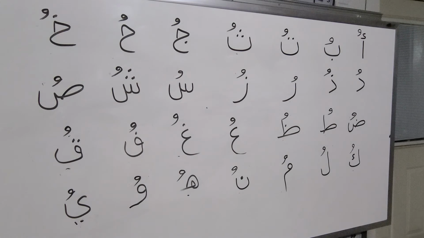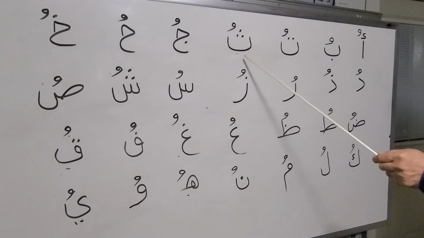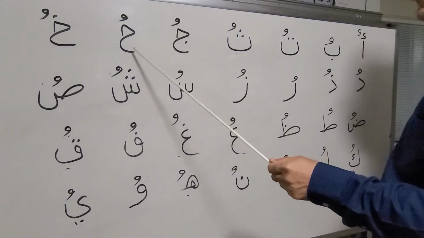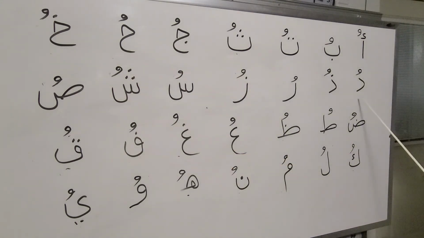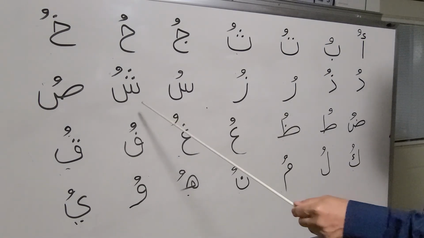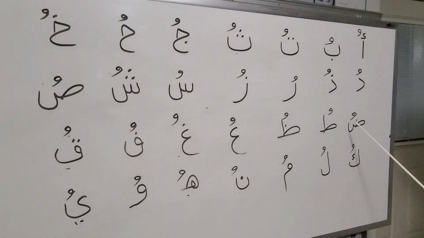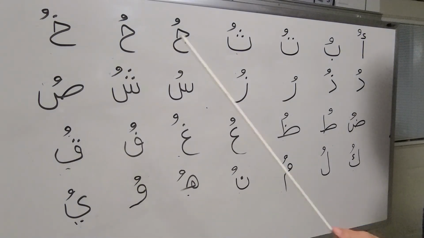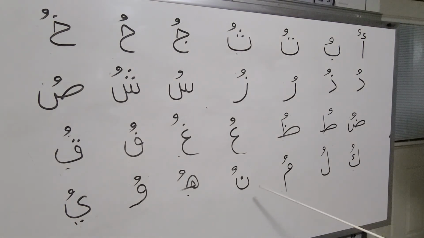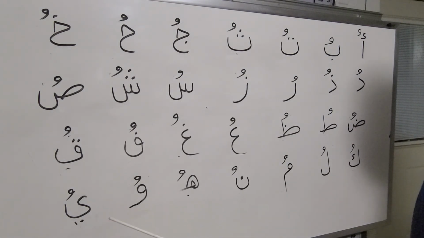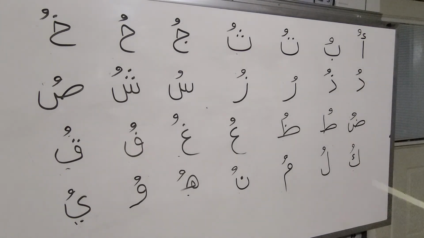Let's read it together, inshallah. Say o, bu, tu, thu, ju, hu, khu, du, dhu, ru, zu, su, shu, su, du, tu, zu, u, ru, fu, qu, ku, lu, mu, nu, hu, wu, yu. That's dhamma over the letters.